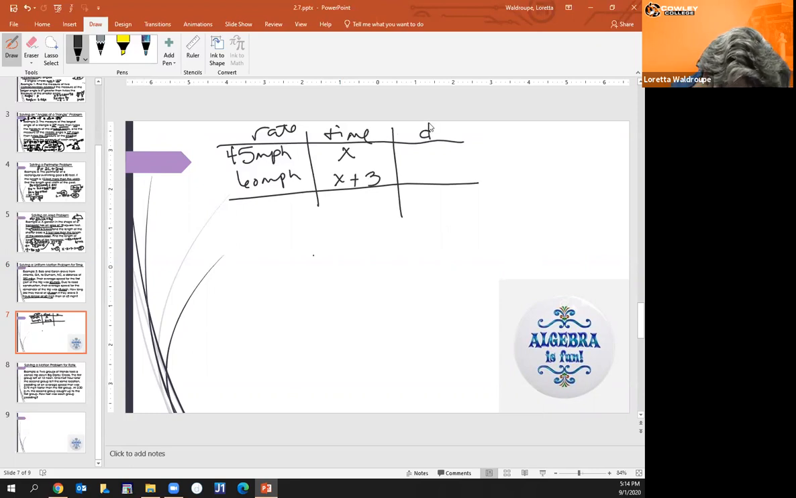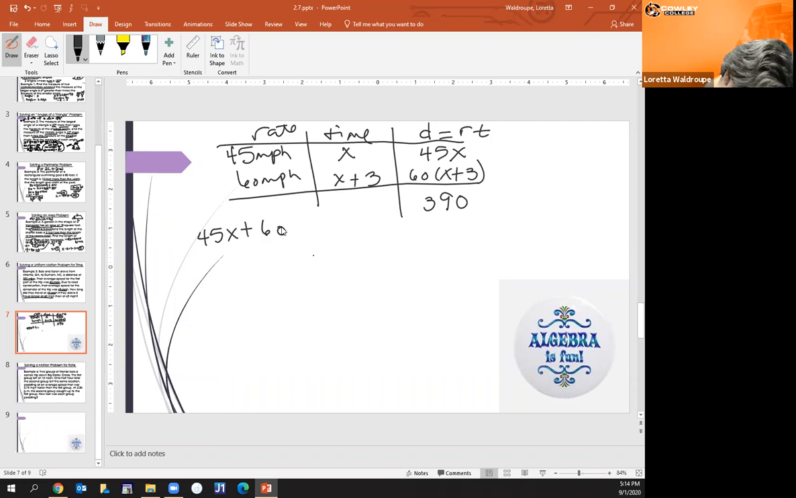Now to find the distance, distance is rate times time. So my distance for the first part is 45x. For the second part is 60 times x plus 3. And I know my total distance was 390 miles. So my equation is 45x plus 60 times x plus 3 equals 390. And I want to solve for x.